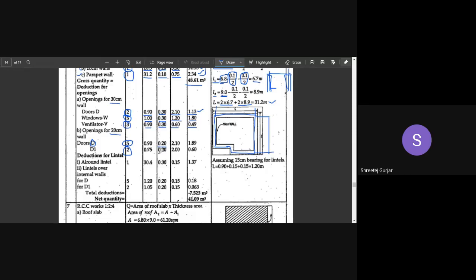Thicknesses you can use as 0.2, which is your wall thickness, and the sizes which they have mentioned, length and the height. This is length and this is height. So multiplying, we get the quantities in 20 centimeter wall. So after we deduct for openings, we have to deduct for lintels.